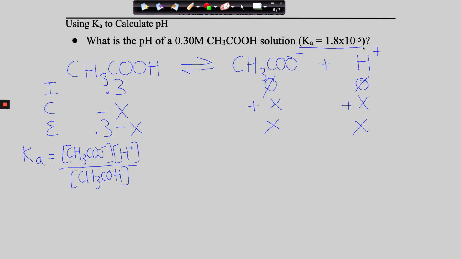Are you guys really sure I'm okay down here? Yeah. Okay, so 1.8 times 10 to the negative fifth is equal to the CH3COO-, the acetate, and the protons are both X's. So are you okay if I do that? And then, guys, our denominator is 0.3 minus X.